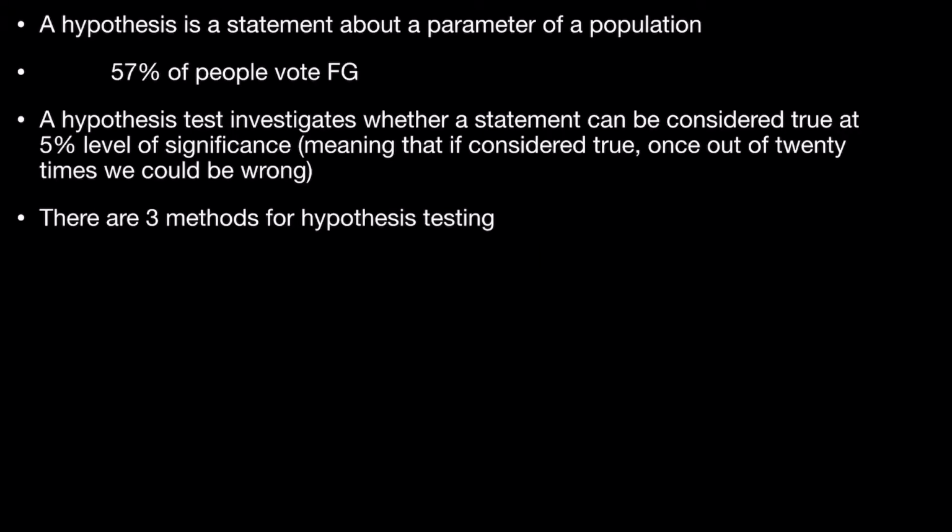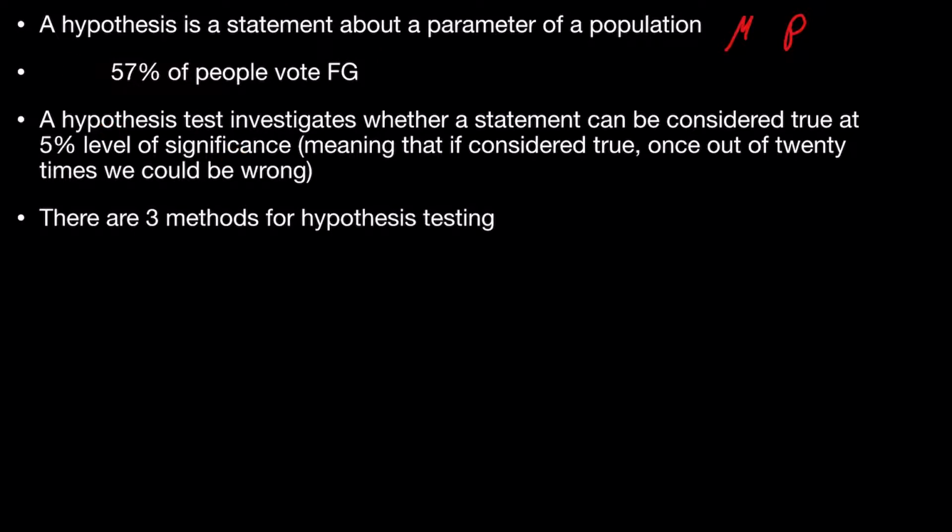So first of all, I want to find out what a hypothesis is. A hypothesis is simply a statement about a parameter of a population. And we know that parameters in a population that we know of is the population mean or the population proportion. So based on the information about the sample, we're going to make some inferences about the parameter of the population. An example of such parameter is that 57% of people vote Fine Gael, and 57% is some population parameter.